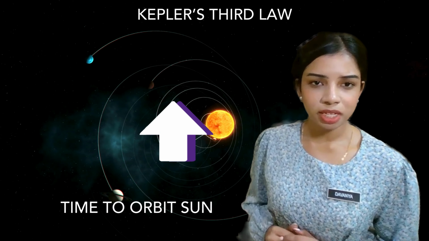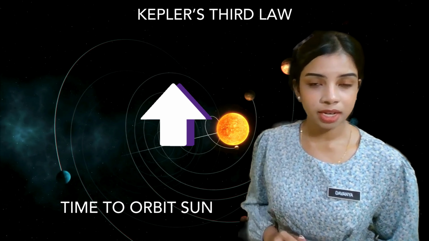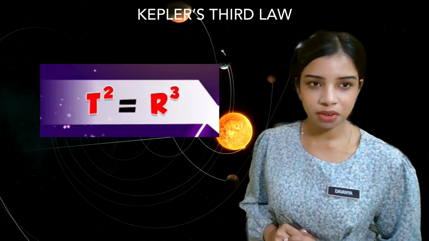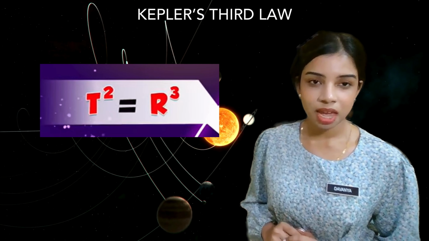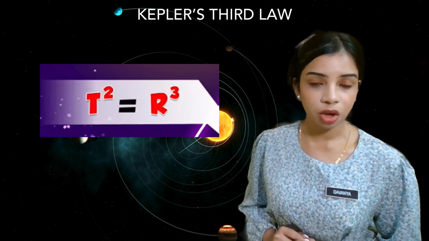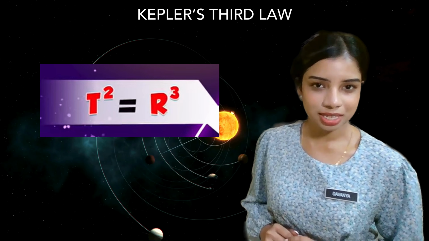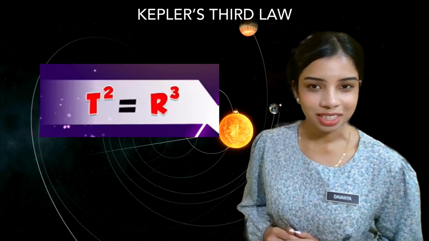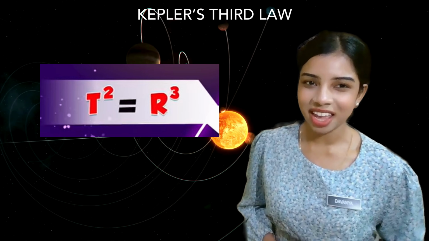And no matter what, for every planet, the square of its time period will always be proportional to the cube of the length of its semi-major axis. And that's it. Easy marks for you right there.